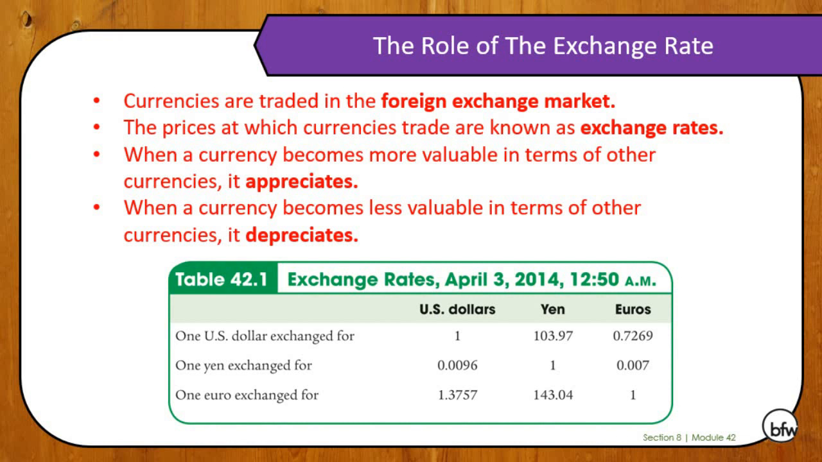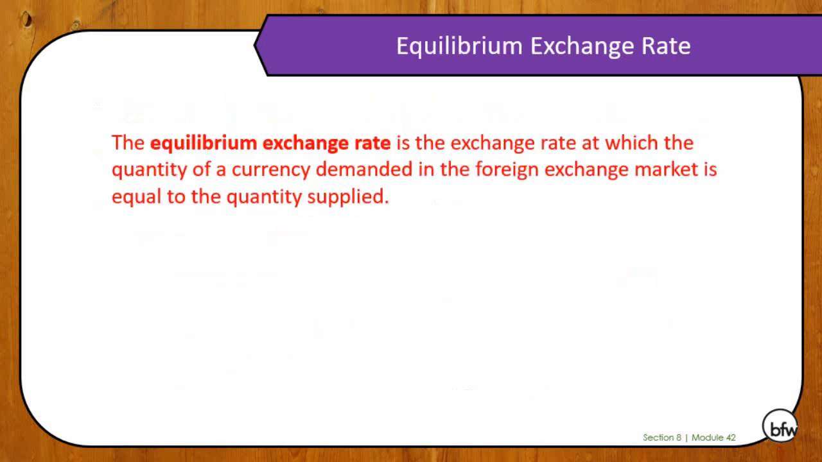Here's an example from April 3rd, 2014 at 12:50 a.m. $1 US would buy you 103.97 yen and 72 euro cent. Today, that's much higher. $1 buys you closer to 85, 86 euro cent. And then you can see 1 yen could be exchanged or bought for so-and-so down there. So it makes sense. And then we make it really complicated here. Just remember, economics is common sense made complicated.